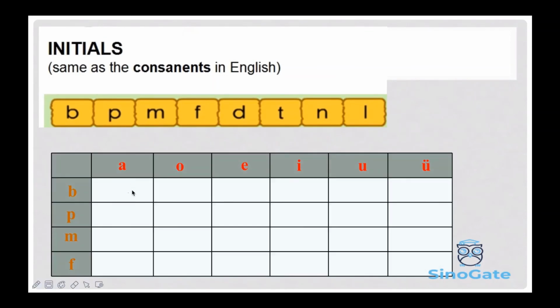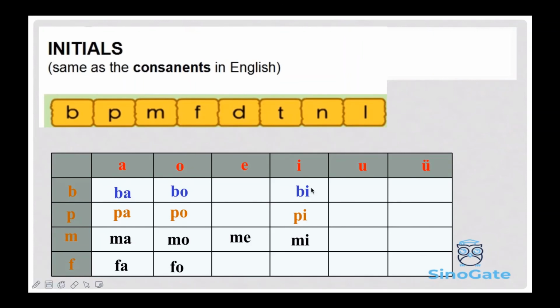Now, the first group was bo, po, mo, fo. Putting them together, ba, pa, ma, fa, bo, po, mo, fo. All these blanks mean there's no Chinese character pronounced as these, so that's why we don't need the pinyin.